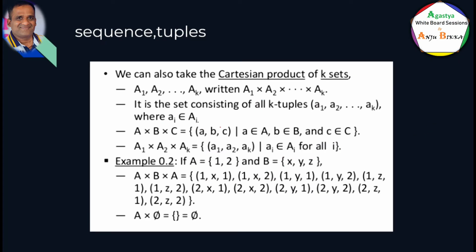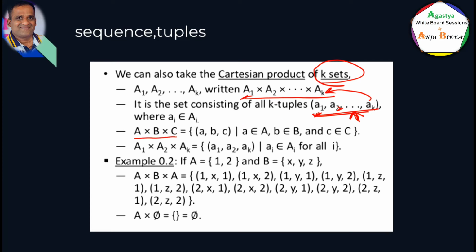Now the Cartesian product over 2 sets, like we explained. Now we can define it over k sets. So A1, A2, A3, up to Ak, the Cartesian product is written like this, consisting of k-tuples. That's what we discussed. What is a k-tuple? The first element is from A1, the second element from A2, and so on. The kth element is from Ak.